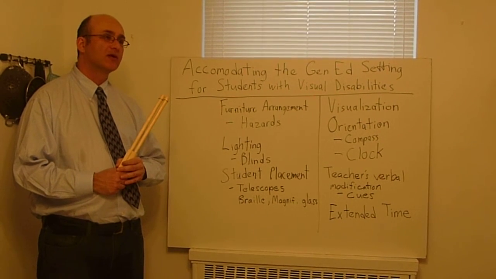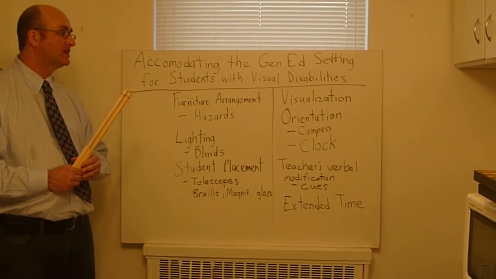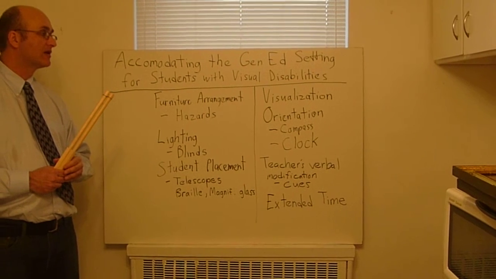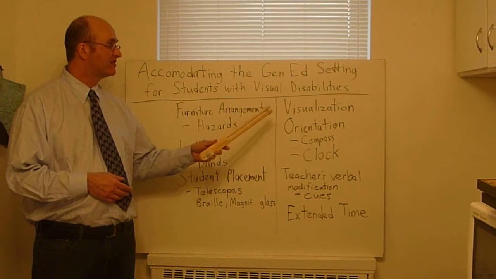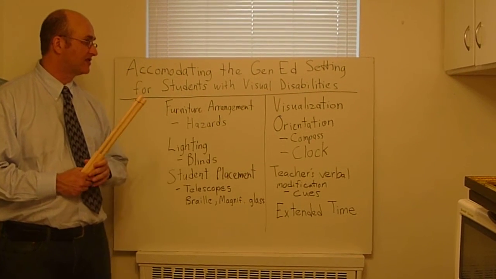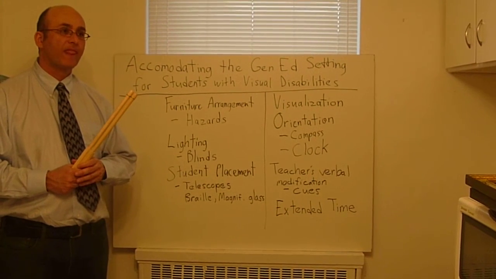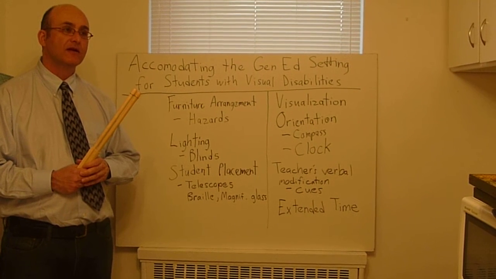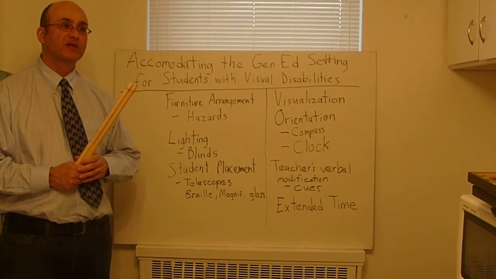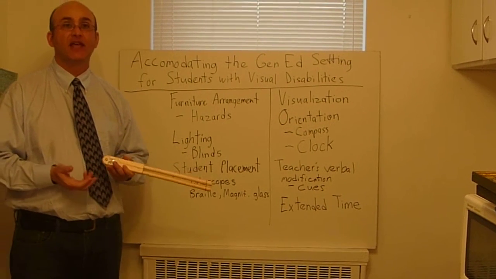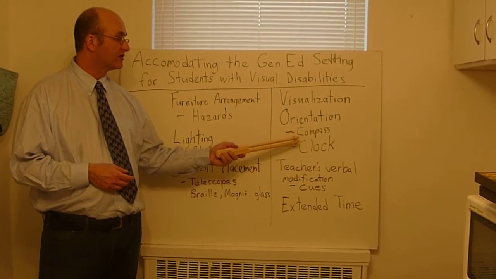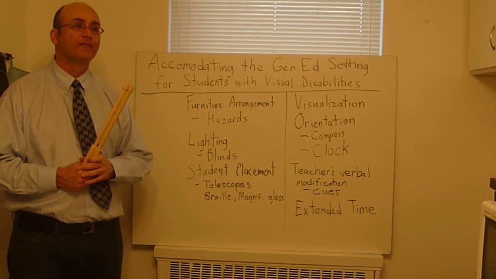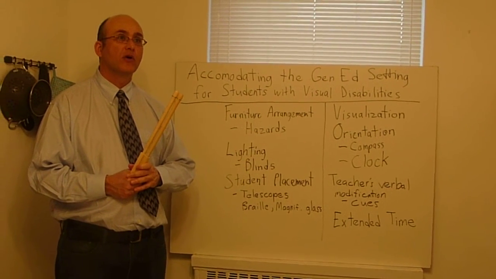Now I'd like to talk a little about what the teacher needs to do regarding his own presentation. We've got issues of visualization to consider. Orientation can sometimes be used by the teacher in his explanations. North, south, east, and west, compass style.